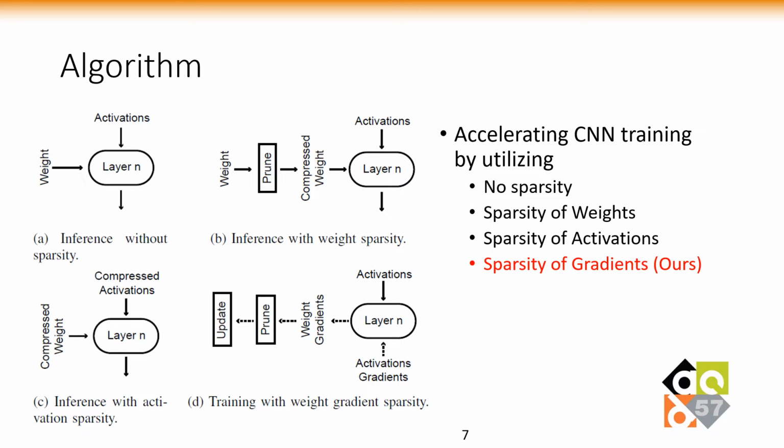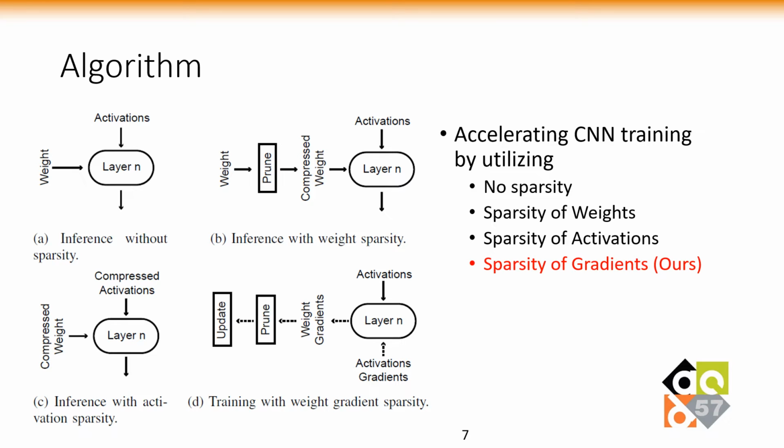There are different types of sparsity in CNN. Figure A is a traditional CNN algorithm. It does not consider data sparsity. They just perform convolutions between weights and activations. Figure B is a model compression method that provides weight sparsity. In this method, model weights are pruned after training. In this way, they get very sparse weights, and the weight sparsity can be used to accelerate CNN inference.